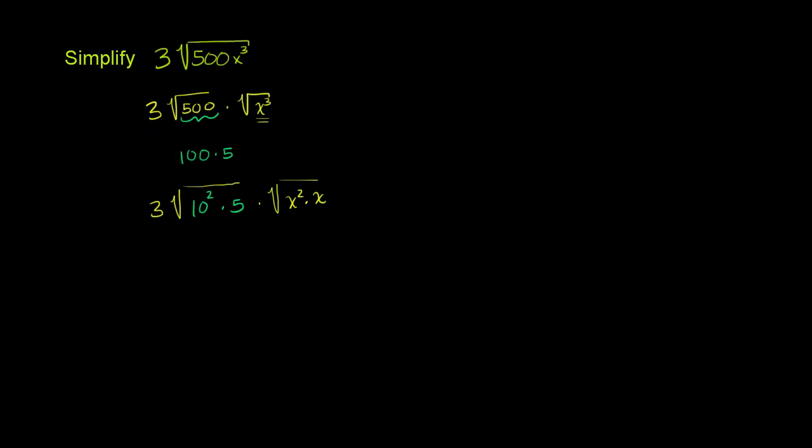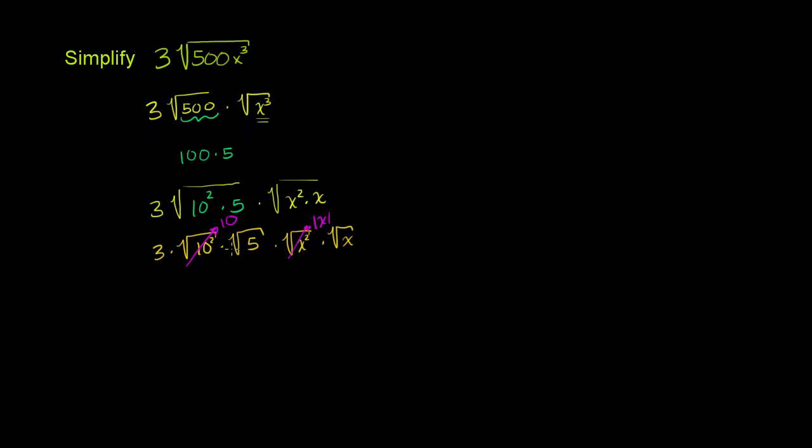This radical right here can be rewritten as 3 times the principal root of 10 squared times the square root of 5. If we take the square root of the product of two things, it's the same thing as taking the square root of each of them and then taking the product. And this over here is going to be times the principal root of x squared times the principal root of x. And the principal root of 10 squared is 10. And what I said in the last video is that the principal root of x squared is going to be the absolute value of x, just in case x itself is a negative number.